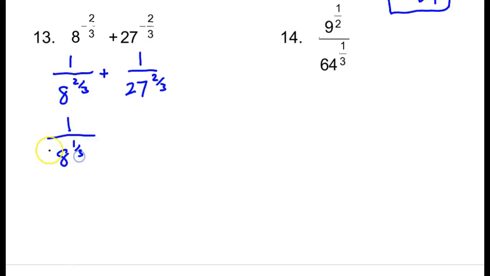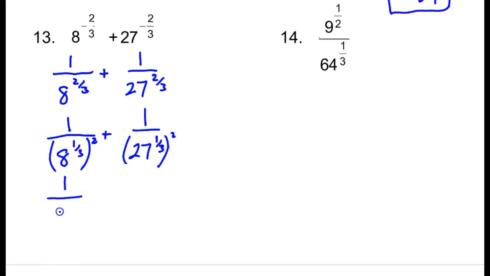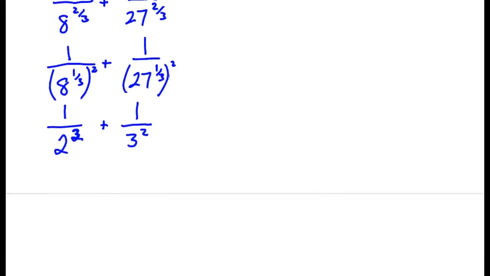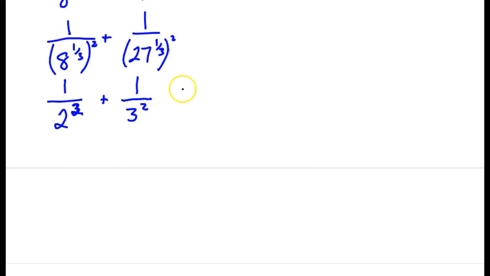All right, so we can break those up into 2 cube roots. So we have 8 to the 1/3, and then square it, and 27 to the 1/3, and then square it. So we have the 3rd root of 8 is 2, and the 3rd root of 27 is 3. So far, so good. So we have 1/4 plus 1/9.